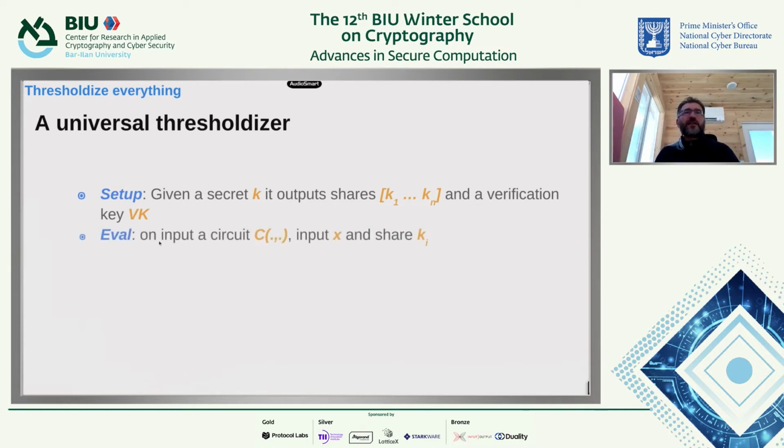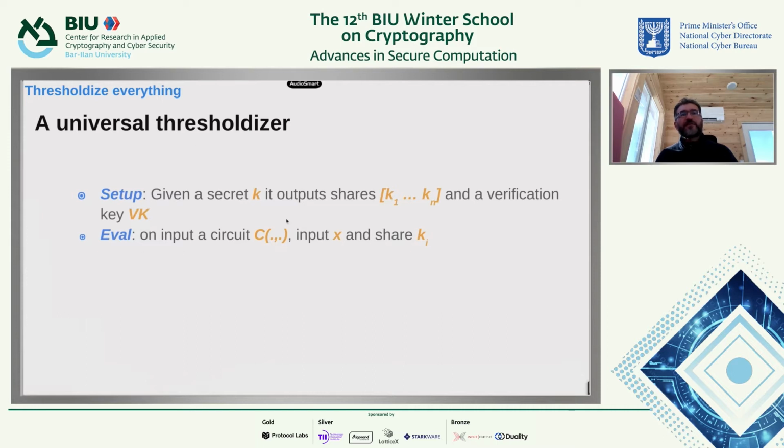So here's the idea. You have a secret K, and your setup outputs shares of K and a verification key. You want to think of this as the secret key of your centralized cryptographic scheme. So a dealer is going to share it and put out some commitments to all of this. And we're going to use this to verify that the players are behaving correctly.